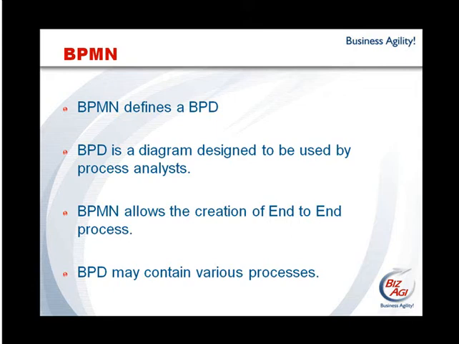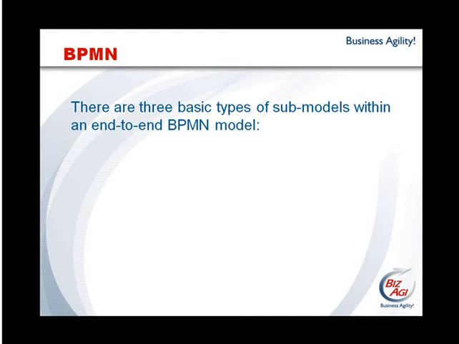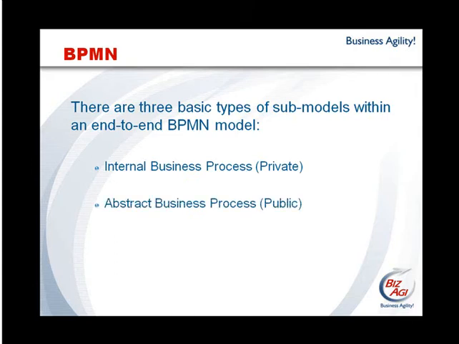BPMN proposes three basic types of process sub-models. 1. Private, internal business process. Represents a unique business process where normally the full sequence of the process is shown. Represents orchestration. 2. Abstract, public business process. An abstract business process represents an external business process, i.e., a process where the detailed flow of the activities is unknown.